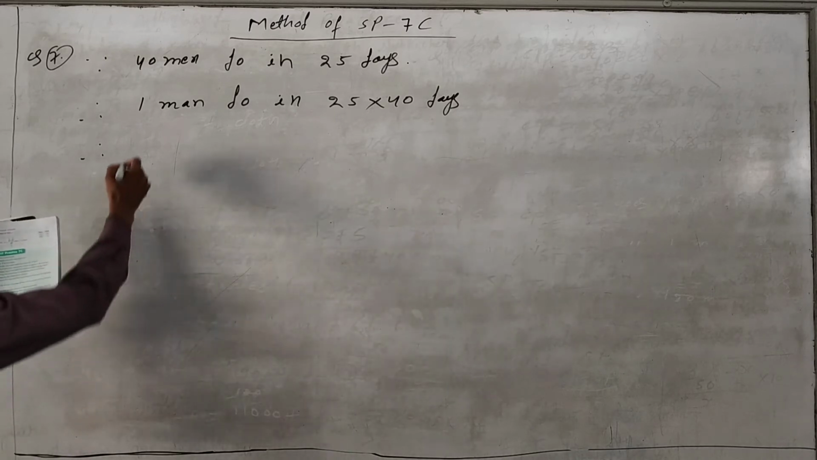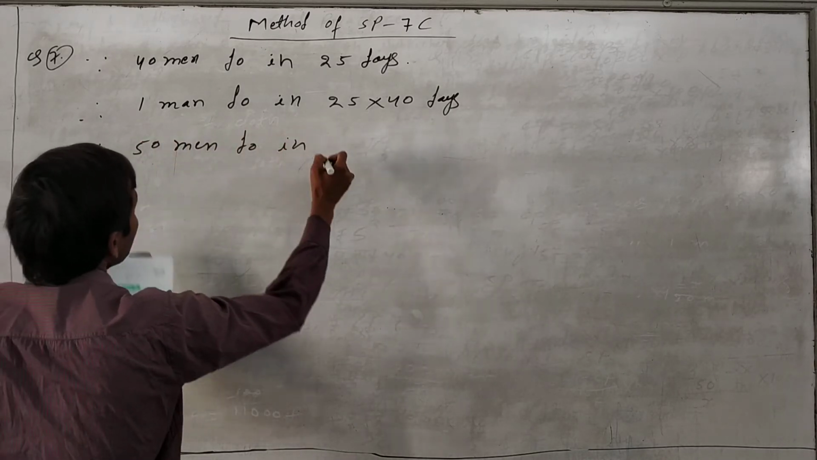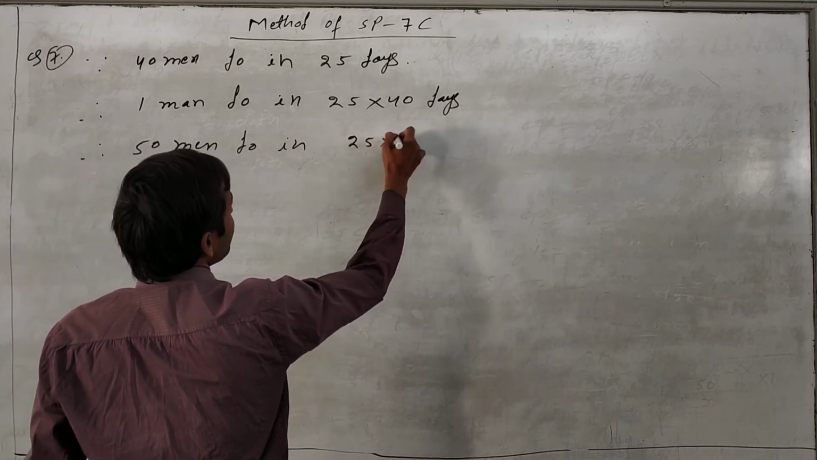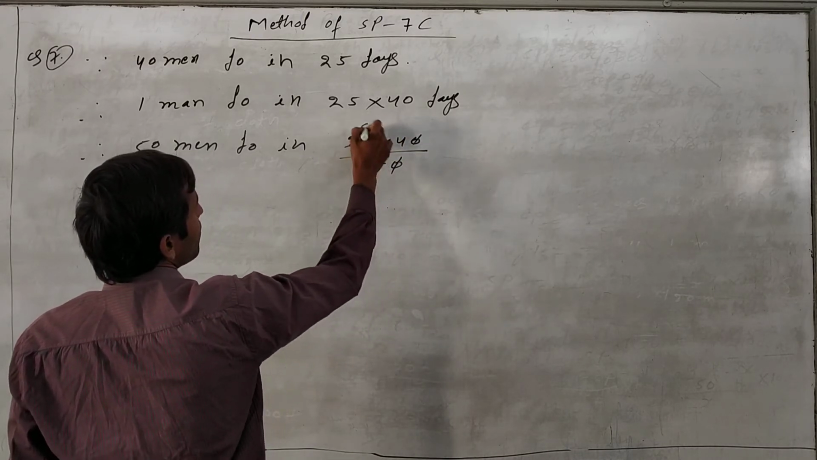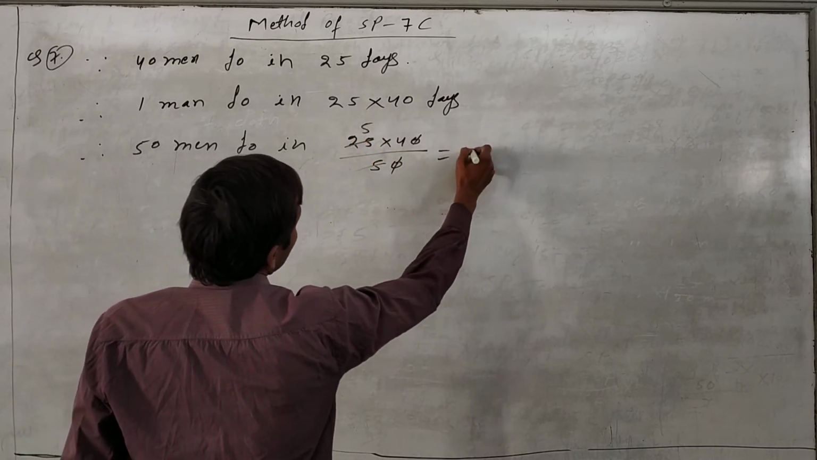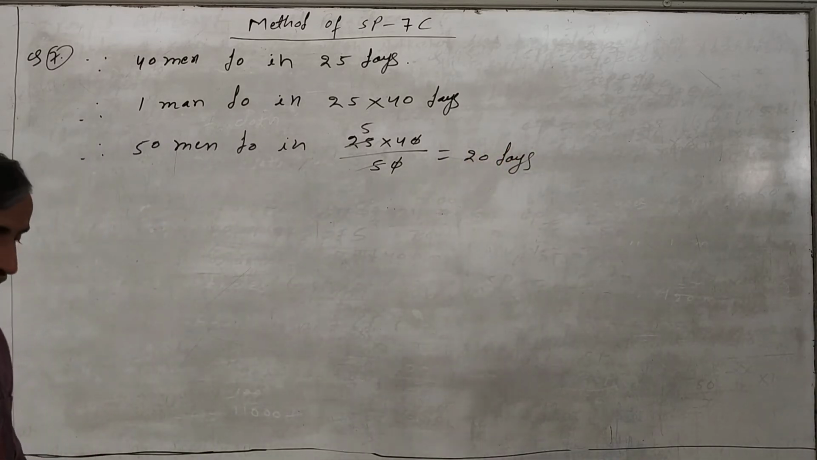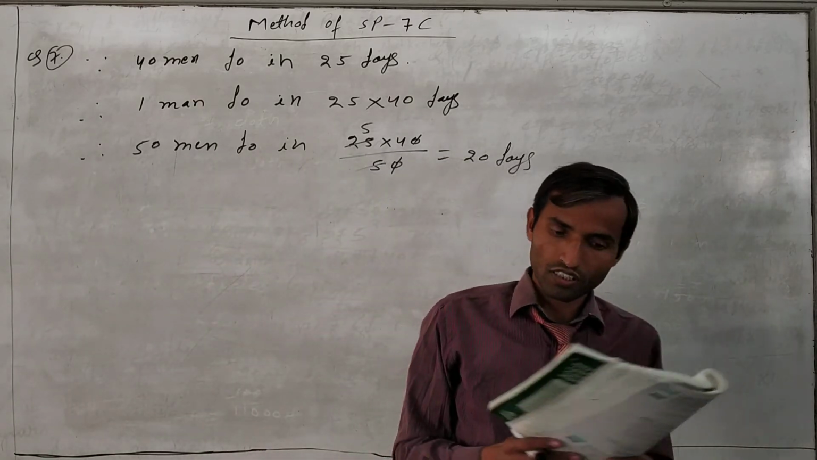So for 50 men, we will write like this. In this case it will take less time, so we will divide again. So 25 into 40 upon 50. The zeros will cancel. Now I have to cancel by 5. So 5 into 20 gives 20 days. This is the final answer. If 50 men work together, then it will take only 20 days.